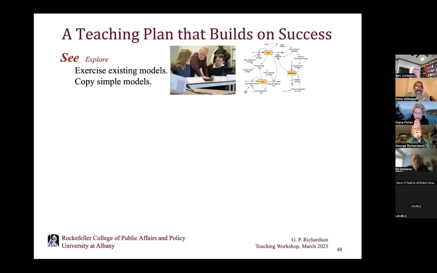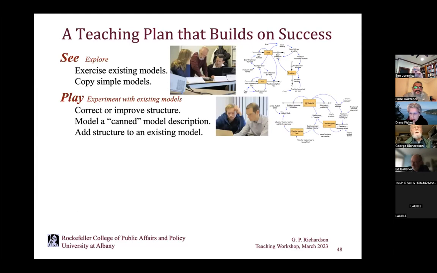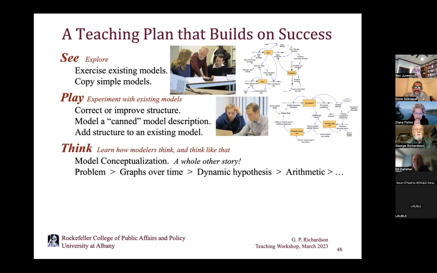So this is the plan that I have used. By the way, I frequently have used the Kaibab model, just handing the model to them, and we talk about it together. I unfold it for them, we simulate it, we play, and so on. Experiment with existing models. There they are, thinking hard at any one of these. And there's our little model. And it's got the version where they're adding structure to an existing model. Learn how modelers think.